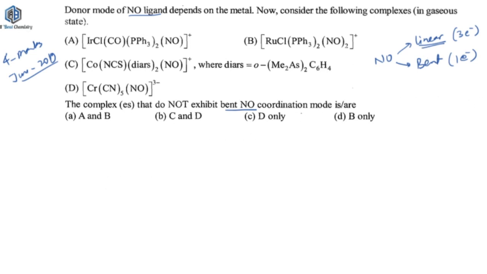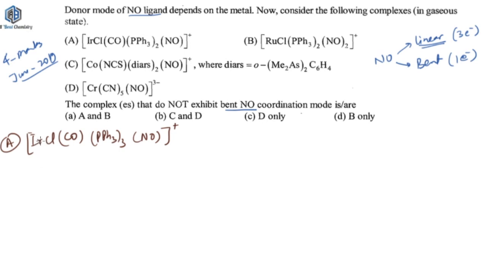Okay. Now coming to the question, let's talk about option number A first of all. So in option number A we have iridium, Cl, and we have CO, right? And along with that we have PPh3 whole thrice, and along with that we have NO with a positive charge. And what they have asked is what kind of binding mode does this NO show? So let's first of all find out.